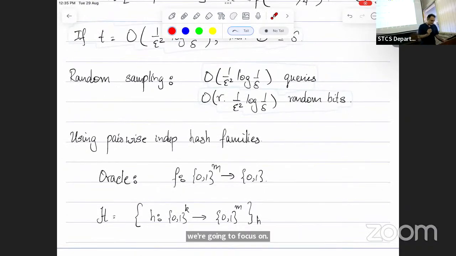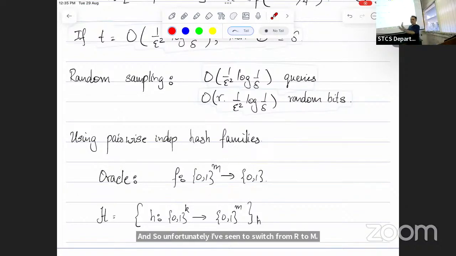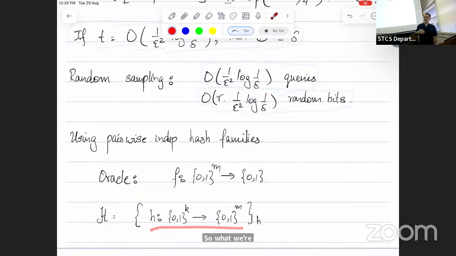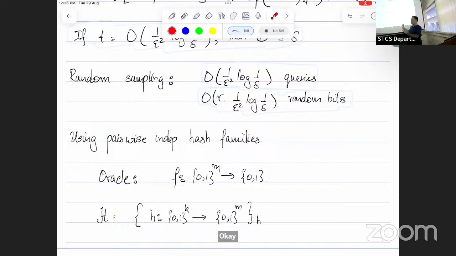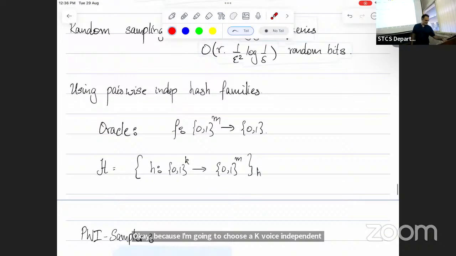Unfortunately, I seem to have switched from R to M, and I don't know how long this is going to go on. So let's say that the input domain is {0,1}^M now. What we are going to do is build a hash function from {0,1}^K to {0,1}^M. This K is something we will soon choose. Oh, K is again a bad choice, because I'm going to choose a K-wise independent sort of thing. Okay, maybe I'll stick to pairwise independent here.